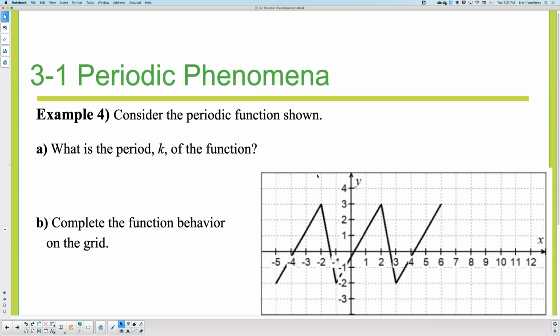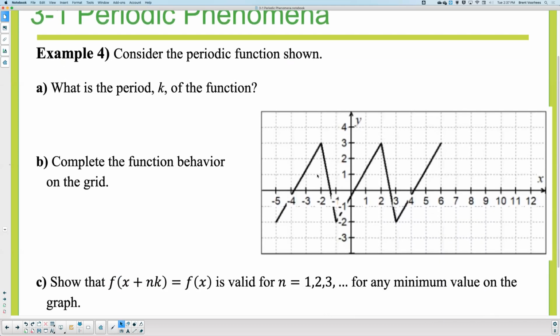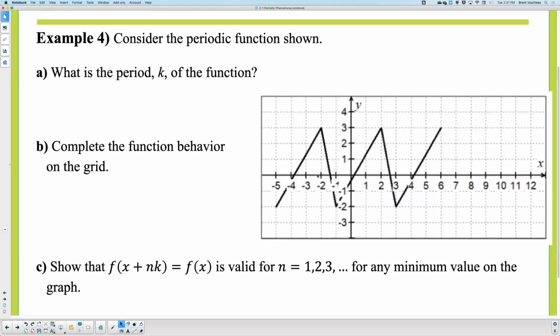All right, example 4. It says consider the function shown. What is the period of k? Okay, what's the easiest way to come up with the period again? Maximums. Maximum to maximum. What is the distance from here to here? 4 units. So if those are 4 units apart, that's going to be our k.